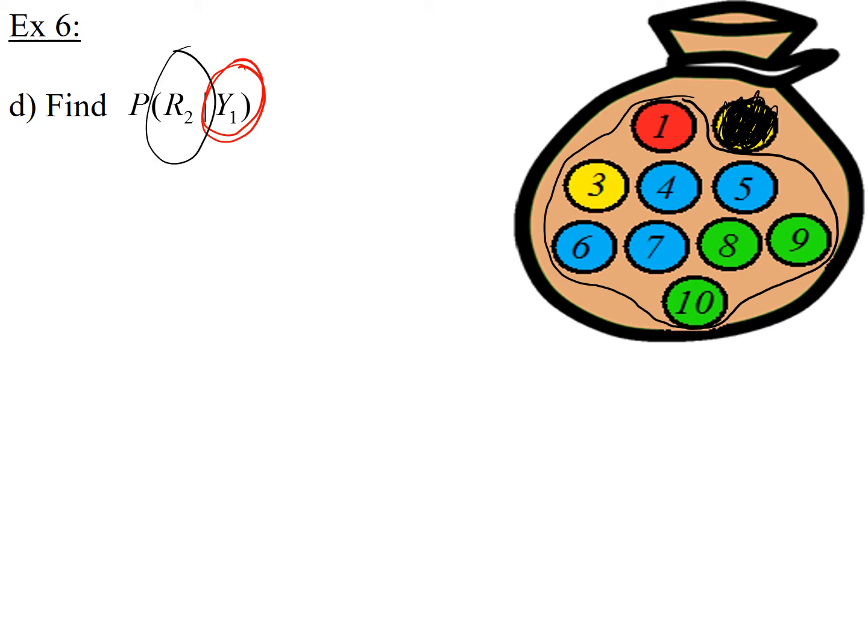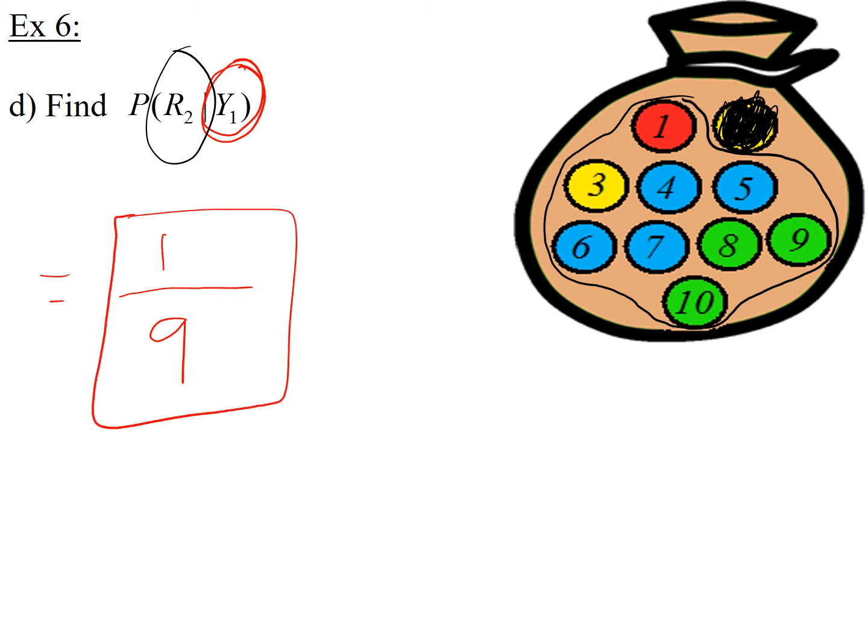That's the question. Okay, so fraction line. The bottom is going to be 9 because there's 9 things total in the bag. And how many of them are red? 1 red. So that's the answer to that, 1 out of 9. All right, that's how that goes.